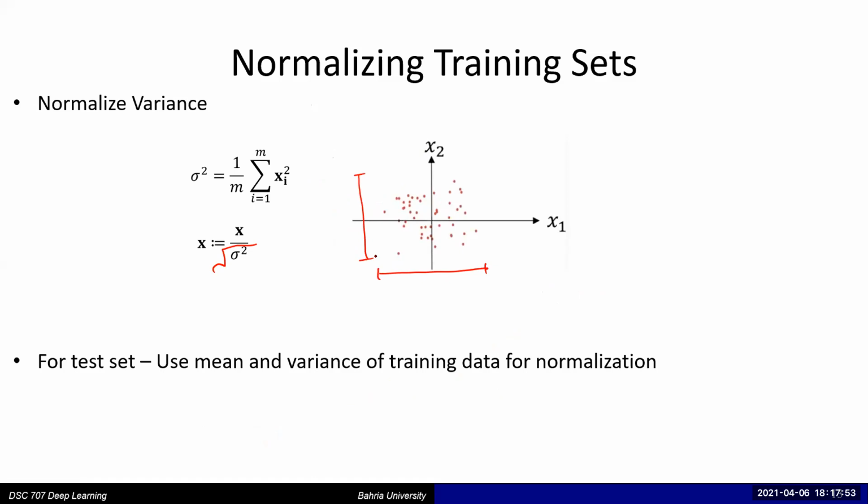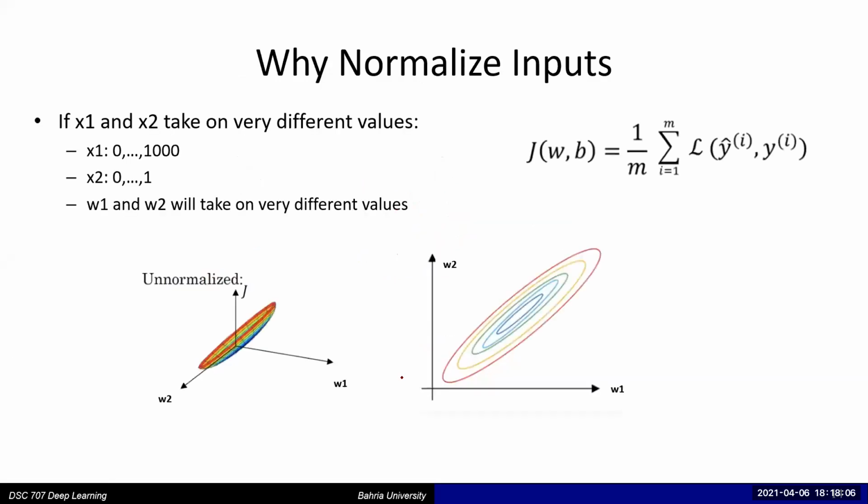And since at test time we can have only one single example, it is common that whatever mean and variance you computed from the training data, you use the same mean and variance for test data. Because at test time you may have only one single example. Now, why do we do it actually? Again, I hope you know it from machine learning, but just for completeness I'll discuss it again.